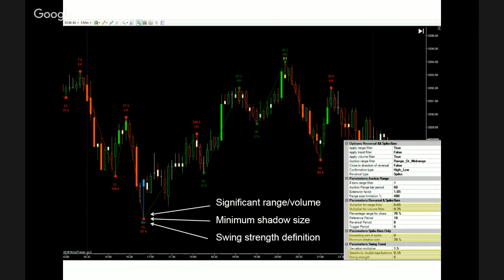There are many additional options here as well, but I think that's perhaps a little too in-depth for what we have time for here today. So I'll just focus on the main features of the spike bars here today. We'll also talk, as I said, about the reversal pattern.